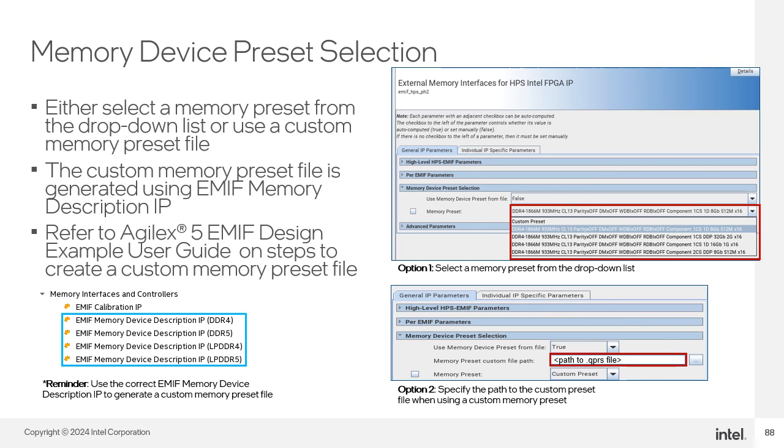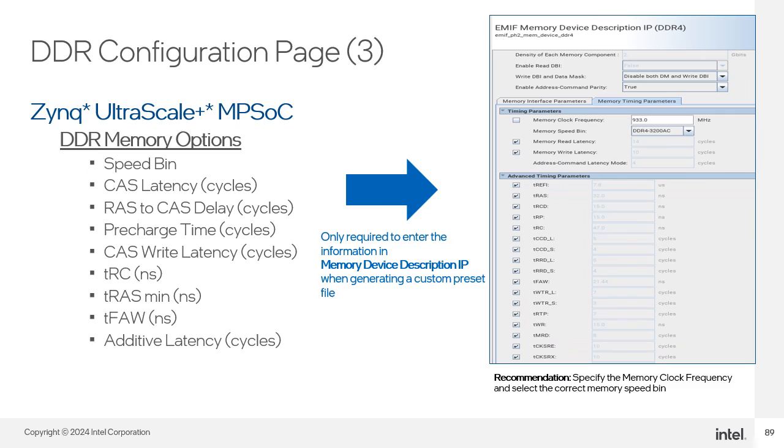Each protocol has its own memory device description IP. Remember to use the correct IP to generate the custom memory preset file for a given protocol. We'll take a close look at how to map the various entries in the DDR memory options and other options to the EMIF memory device description IP. Just to reiterate, we use the memory device description IP to specify the value and save it as a QPRS file. If we are using the preset from the drop-down list, the HPS EMIF IP will use pre-specified values.